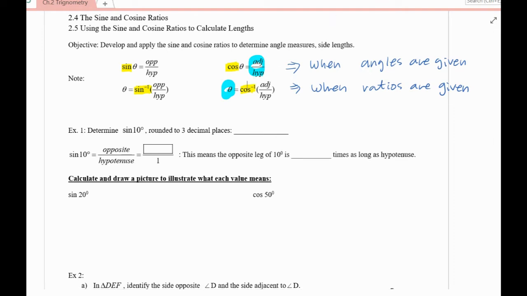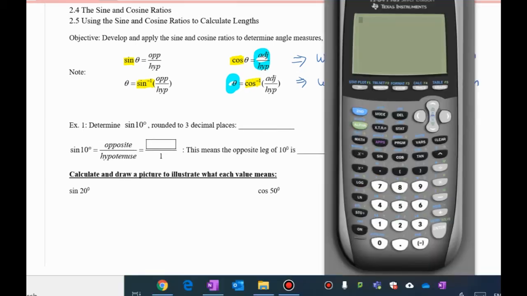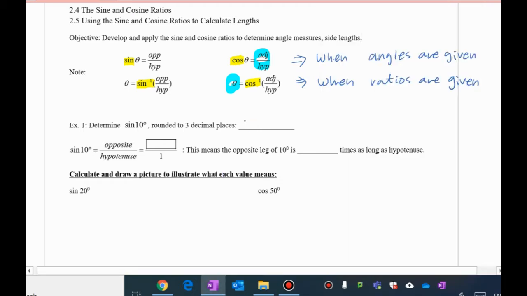Okay, get out your calculator. I want you to hit sine 10. Find the sine button and 10 degree. So make sure you're in degree mode. So sine 10 is 0.17364. So let's keep 3 decimal places. So 0.174. Okay, so sine 10 degree.